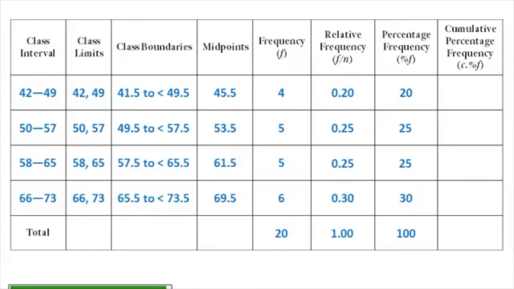For the first class interval, the cumulative percentage frequency will be 20% because we do not have any class intervals before this one. For the second class interval, we add the percentage frequency for that class interval to the cumulative percentage frequency for the last class interval to get 45%. We now just repeat that process until we're done. So for the third class interval, the cumulative percentage frequency is 70%, and for the fourth class interval, it's 100%.